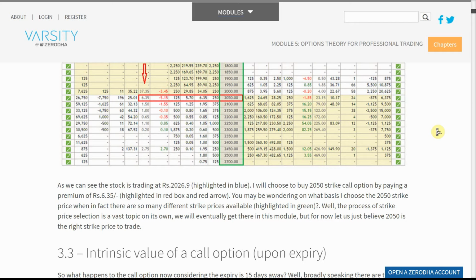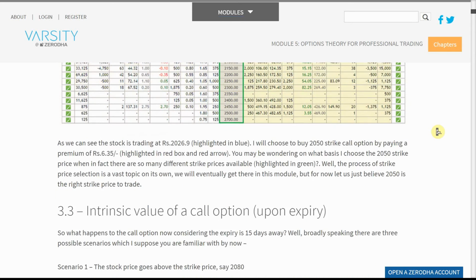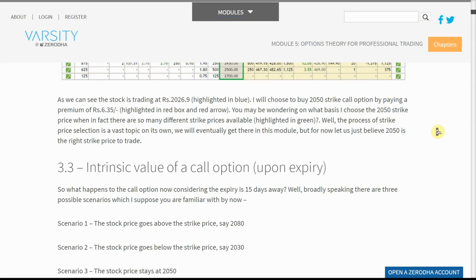3.3 Intrinsic value of a call option upon expiry. So what happens to the call option now, considering the expiry is 15 days away? Well, broadly speaking, there are 3 possible scenarios which I suppose you are familiar with by now. Scenario 1, the stock price goes above the strike price, say 2080. Scenario 2, the stock price goes below the strike price, say 2030. Scenario 3, the stock price stays at 2050.